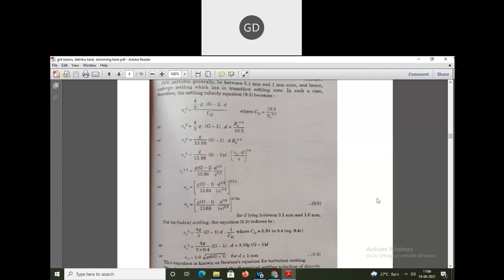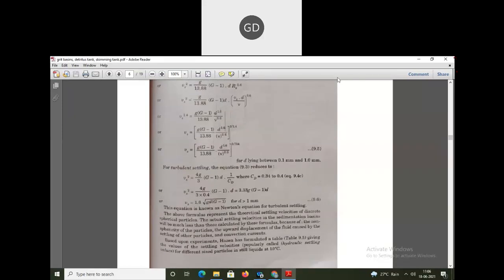Okay, so next one is, when the settling velocity, or sorry, if the diameter of the particle is lying between 0.1 mm and 1 mm, then you will be using this equation.